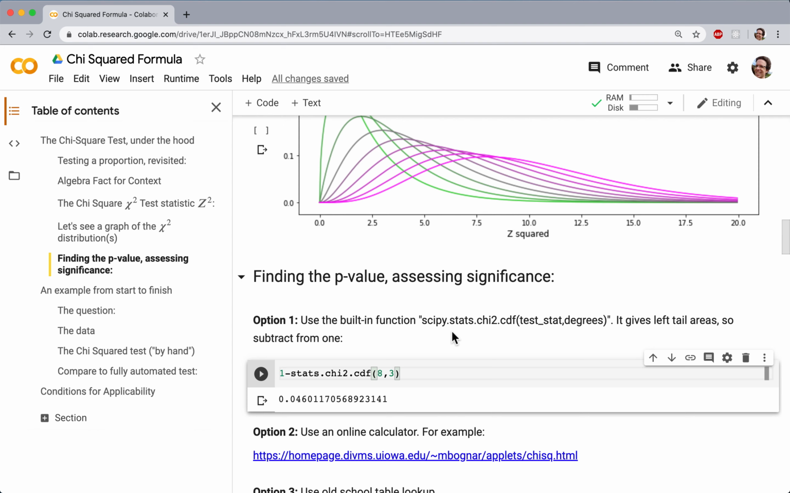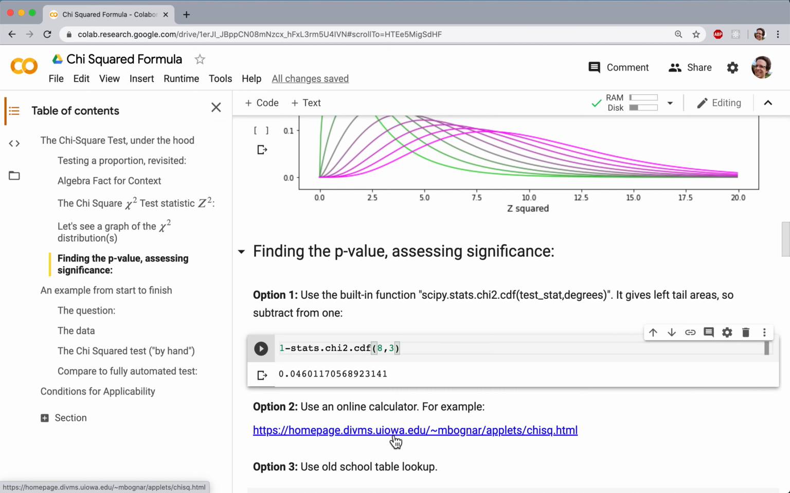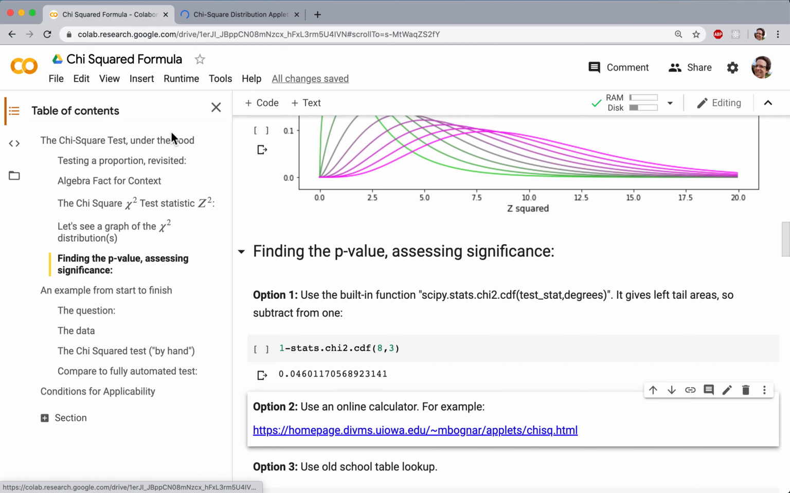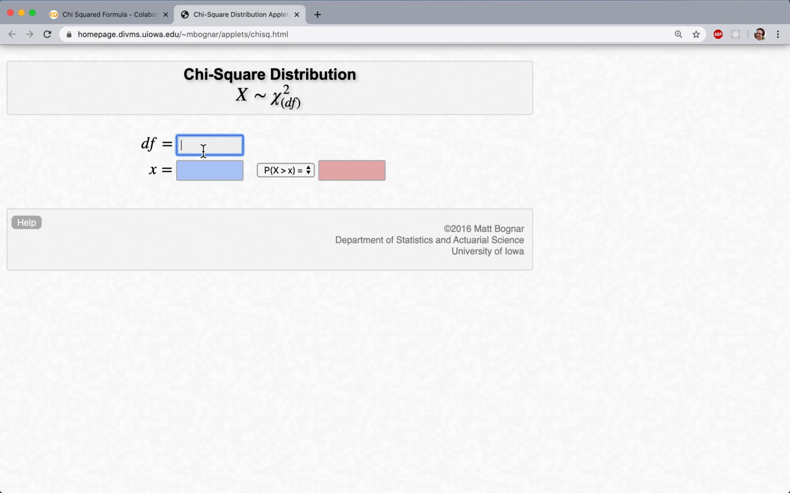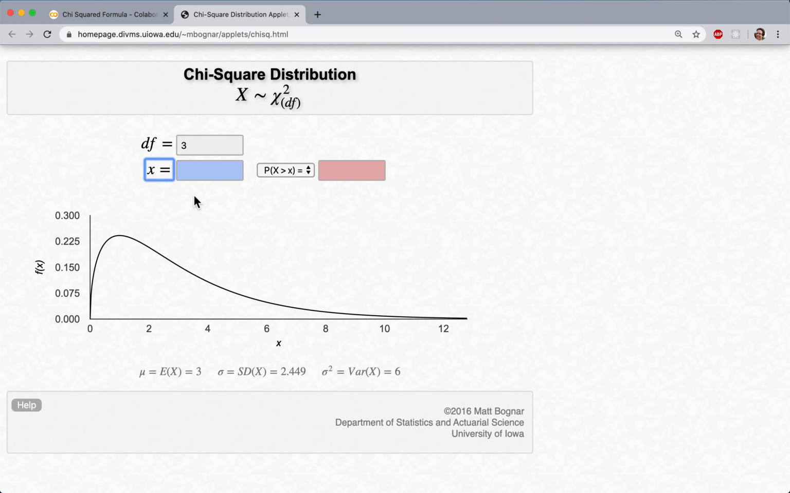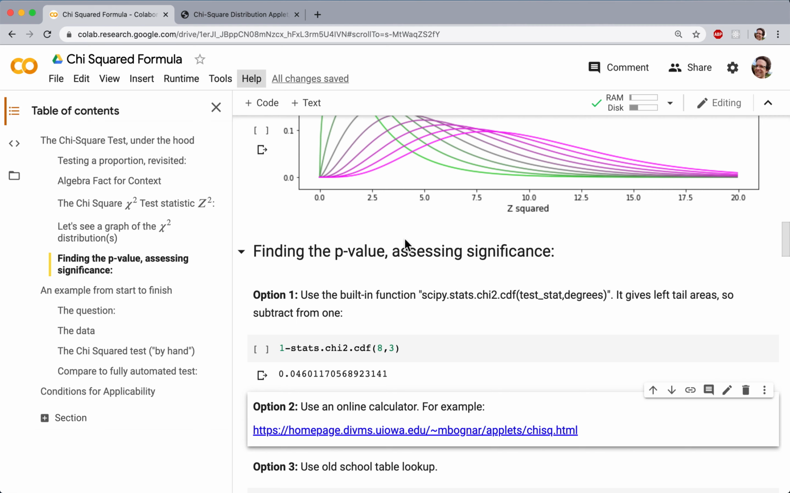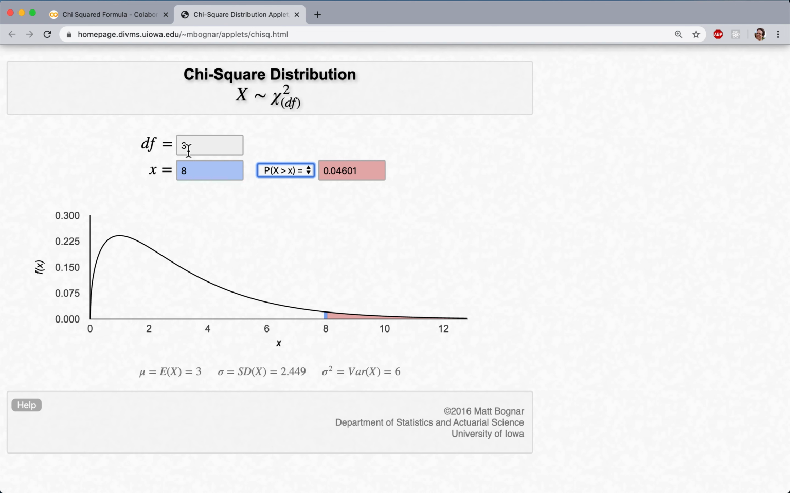Now, that's not the only way, and we're not always working within Colab, so I want to give you a few more options. Another way to do this is to use an applet. There are numerous applets on the web. This one is kind of nice. We can plug in the degrees of freedom here, and then the value of the test statistic here, and it will simply calculate the right tail area, which is about 0.04601. Notice that agrees with the calculation here. The one advantage of this simple chi-square distribution applet is that it actually plots something.